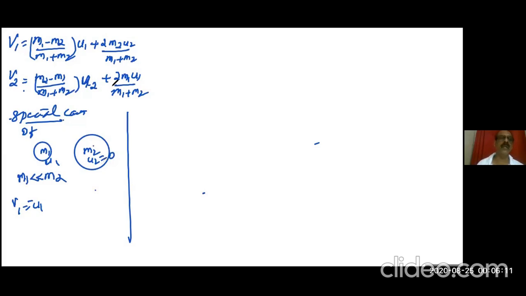Yes, sir. Second case, V2. How will V2 come? See, for V2, M1 is 0, this is 0, this is 0. So M2 cancels. That becomes U2, right? Sorry, U2 is 0. U2 is 0, so this term becomes 0. Then M2, M1 U1 by M1: this one you take, how much will come? 2 M1 U1 by M1. M1 is 0, so that becomes 0 itself. Completely 0, right?